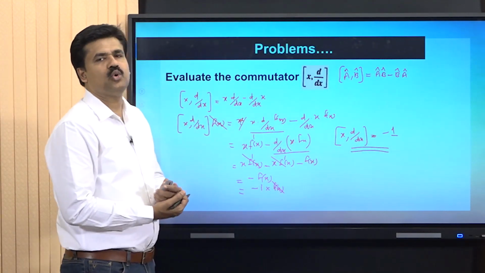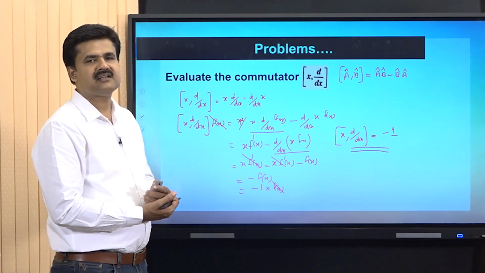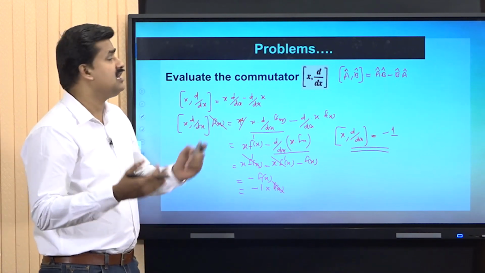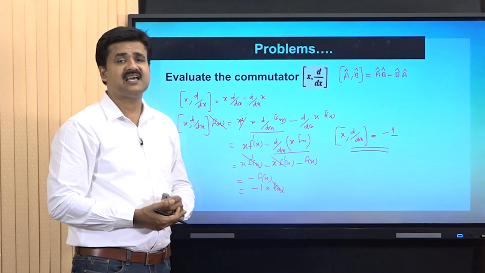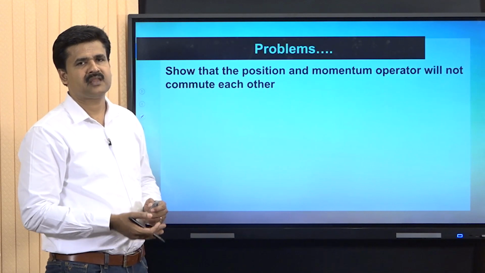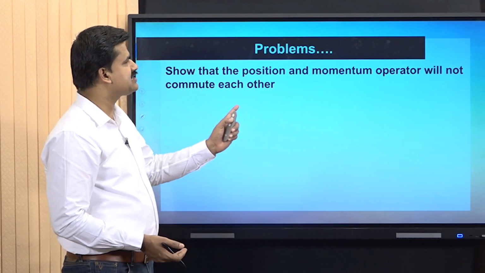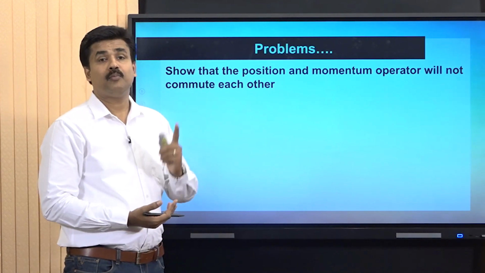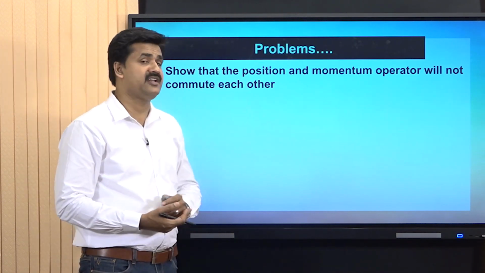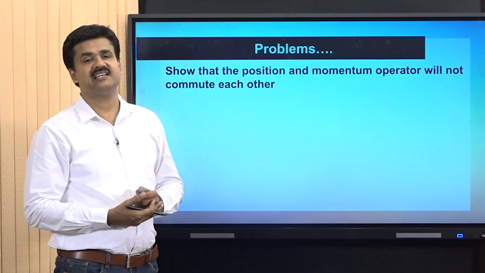Hence, the two operators x and d by dx have a commutator which is a non-zero value. That means the commutator is not equal to 0. That means the operators x and d by dx are non-commuting operators. We can move on to another important example, that is the commuting property of position operator and momentum operator. This is very important in quantum mechanics since it has a firm connection with the Heisenberg uncertainty principle.